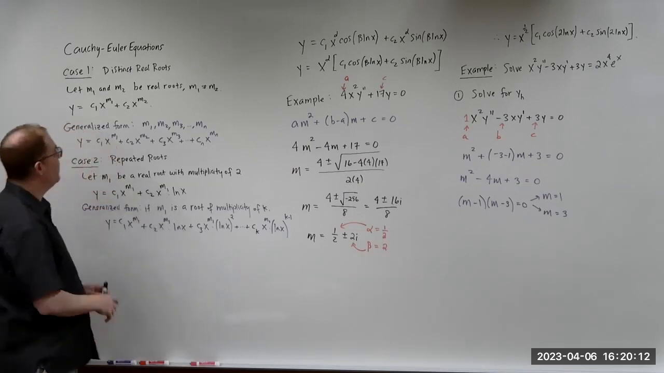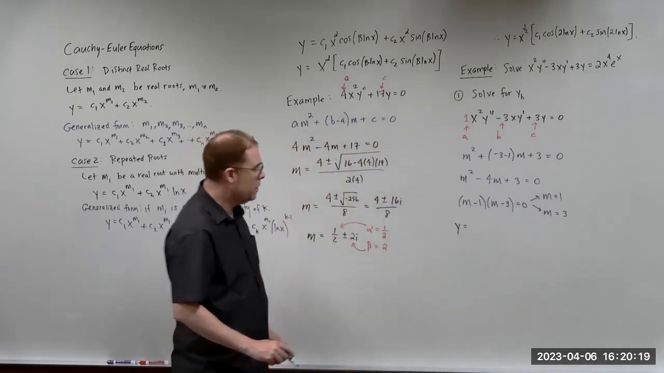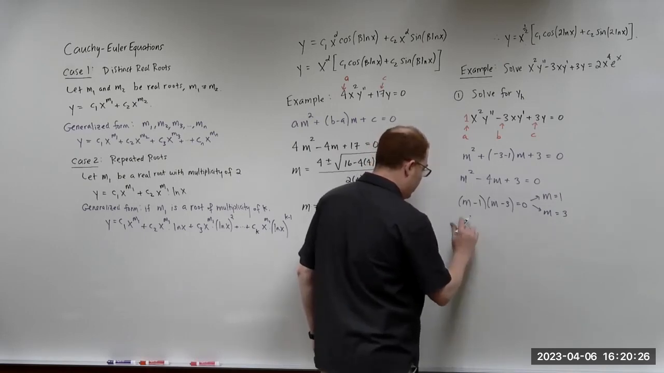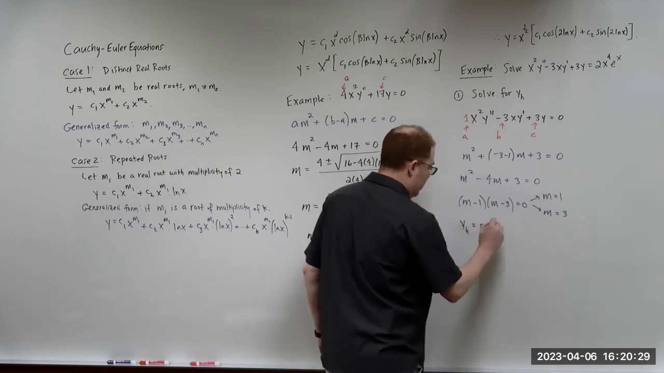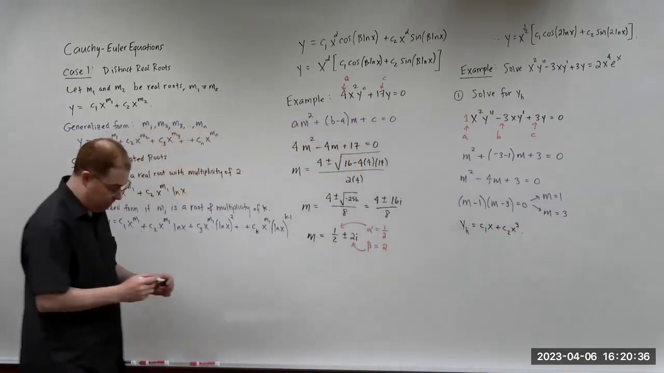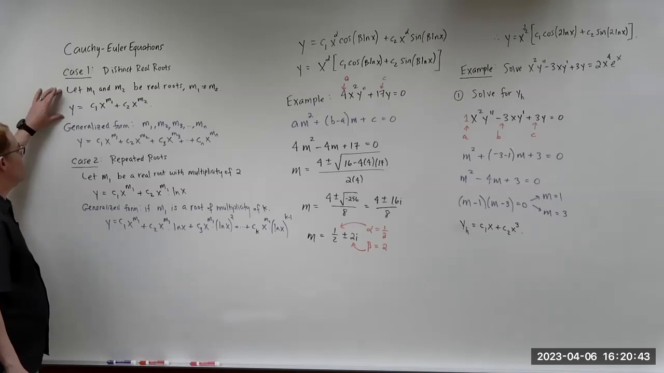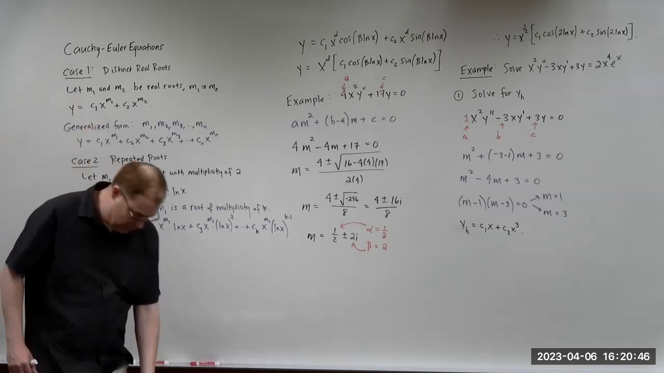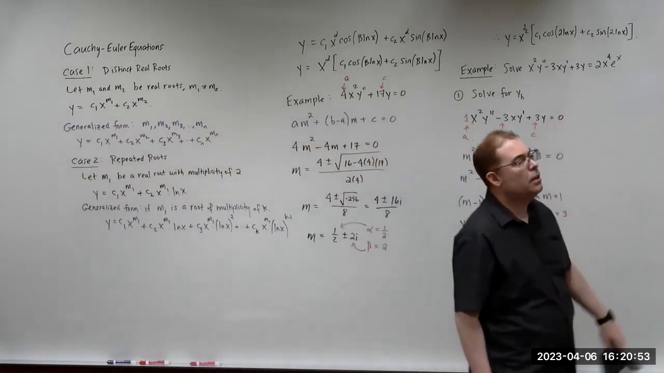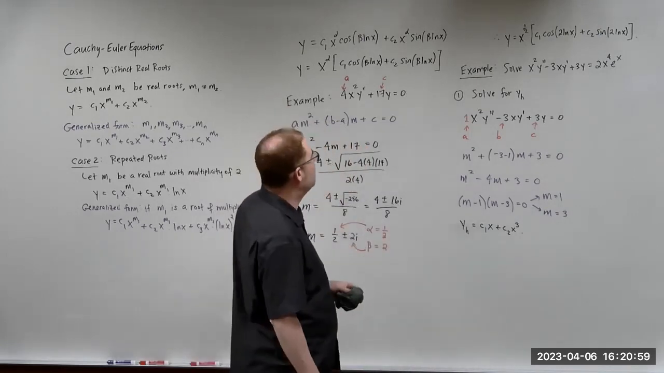Okay, so based on case one, our general solution for the homogeneous part is going to be y_h equals c1 times x to the first power plus c2 times x to the third power. All right, so there's the homogeneous part, using this formula from what we derived today. Next, we could use the trial function idea here, but let's just use variation of parameters. That was the previous discussion that we did.